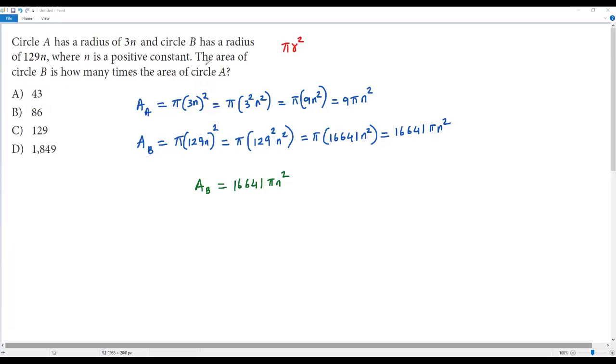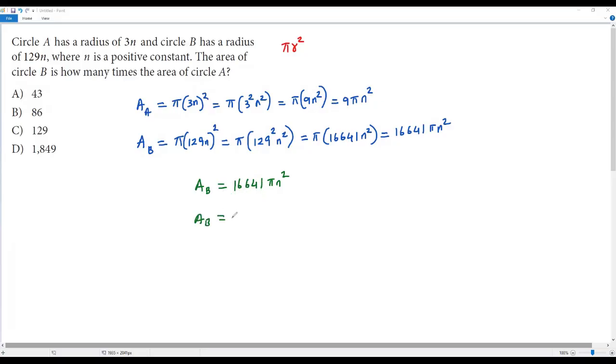Our aim is to find the area of circle B is how many times the area of circle A. Here on the left side we have area of circle B. Now to answer the given question, we have to get this stuff in terms of area of circle A. For that we have to write this quantity in terms of 9 pi n squared. For that let's divide this value by this 9. Okay, now let me do it.